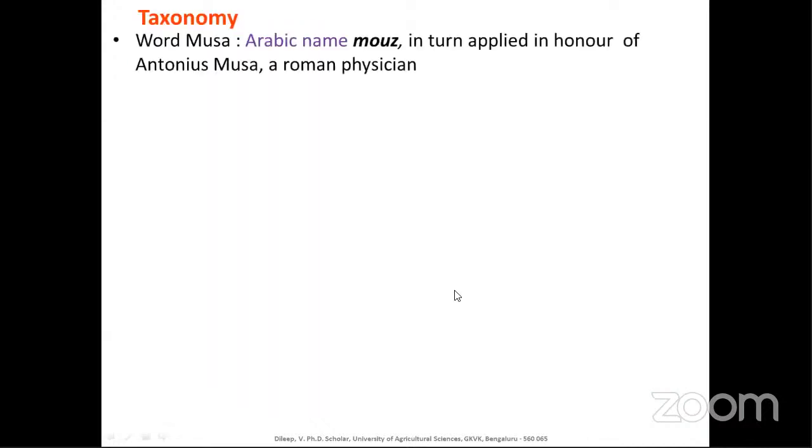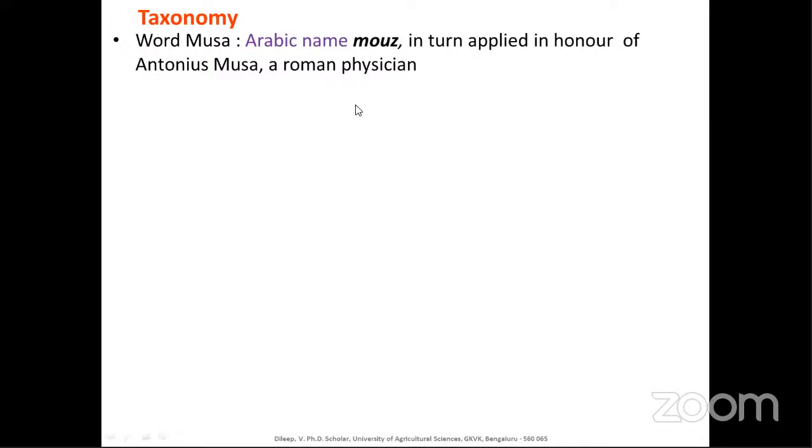And coming to its taxonomy, the word Musa is derived from the Arabic word. I have said in the earlier class that whatever words are derived from parent languages, you have to please note them in a separate list. Make a separate list of all those things: what are the words derived from Greek or Latin language, or Roman, anything, whatever the Arabic. In the same place only you have to note it down.